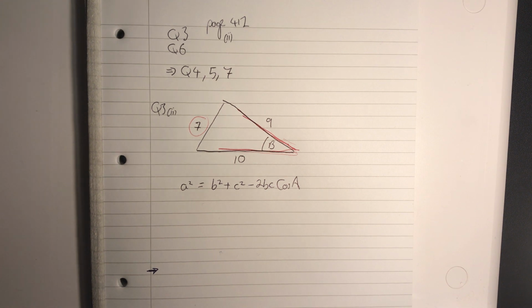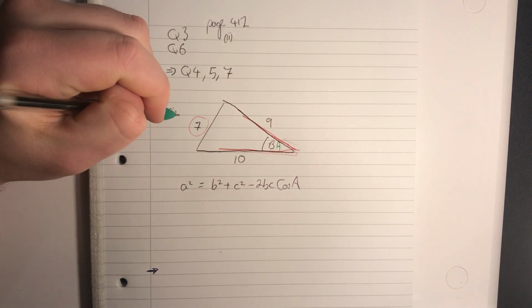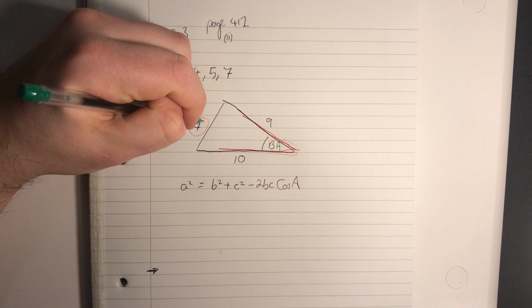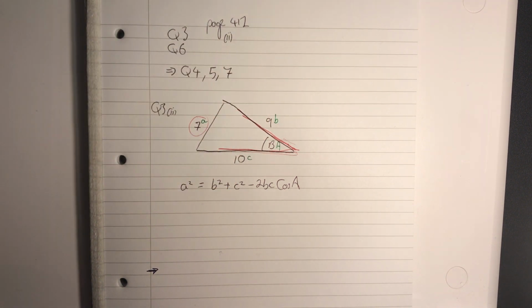So I now need to label up my diagram. I think I've been using green pen on the Surface Pro, so I'll try and get a green pen. I have one here. So I'm going to call the angle the big A, and then therefore the 7 over here, we call that the small a. And then that's going to be our B and that's going to be our C. It doesn't matter which is B and which is C.